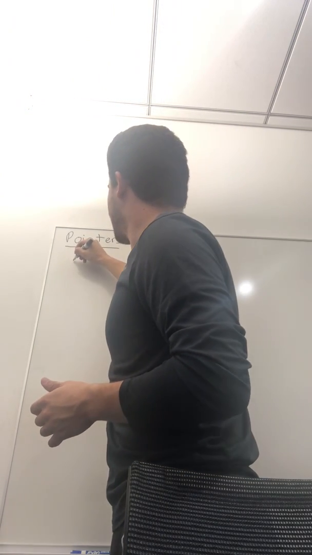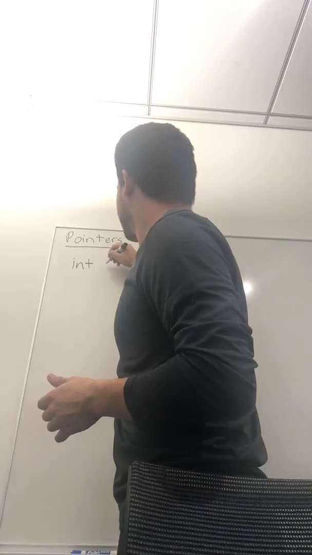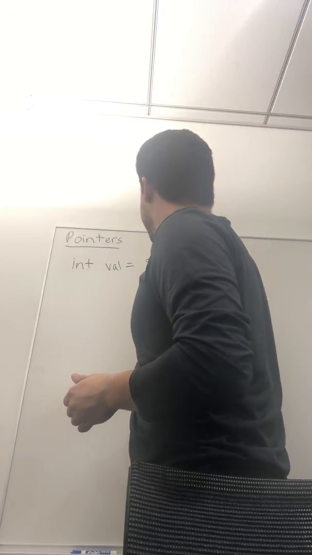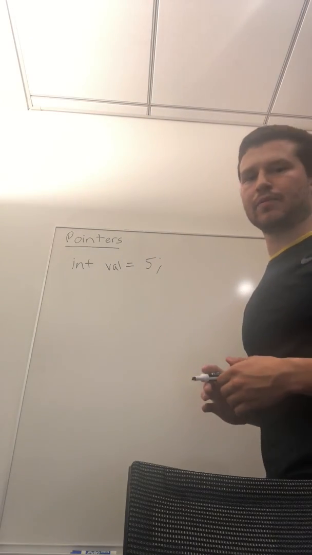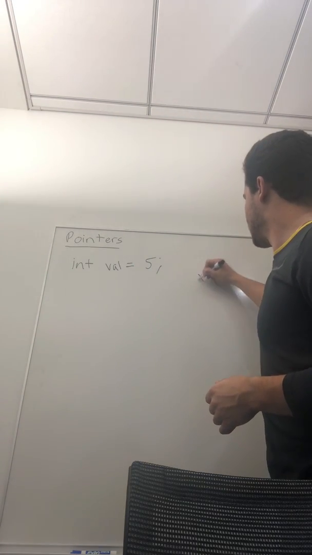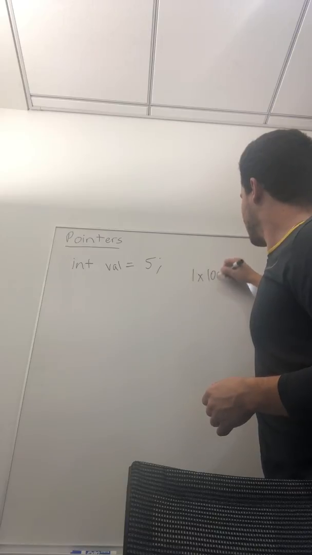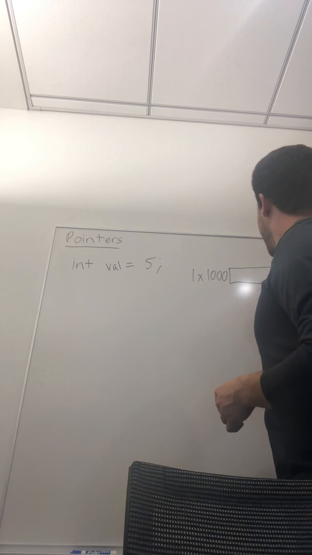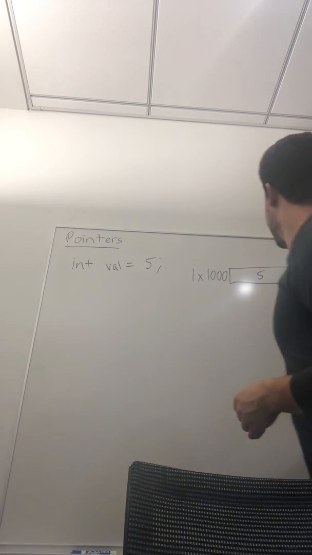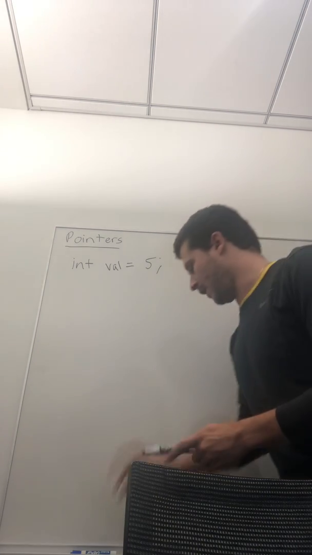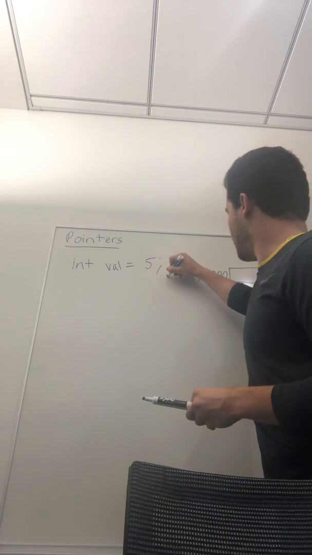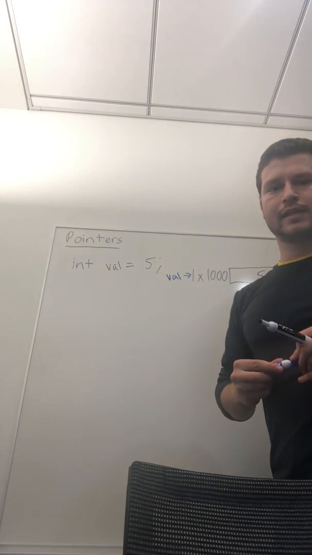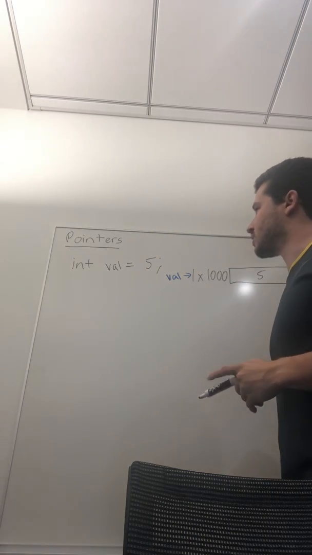Let's say we have an int val equals 5. This 5 has a place in memory. Just for simplicity, we'll say it's 1 times x 1000. You've got this piece of memory, and it contains the value 5. And this is val. So val is in memory here. And so let's make a pointer to val.